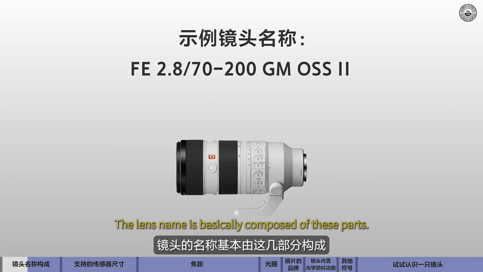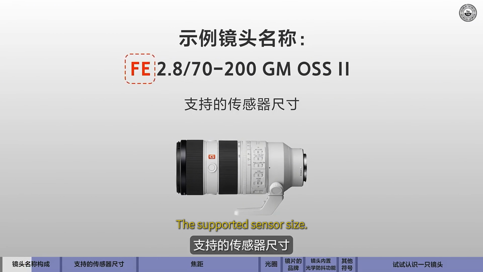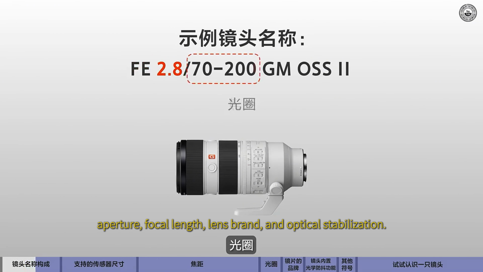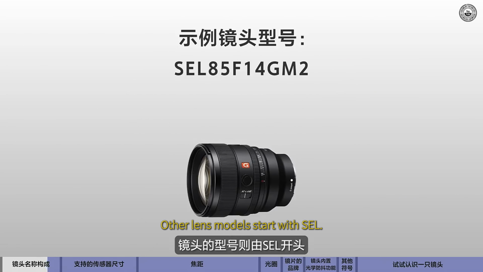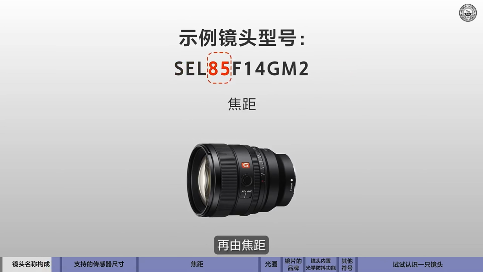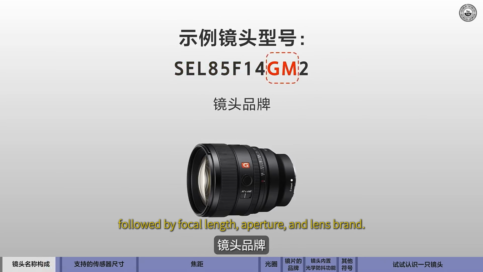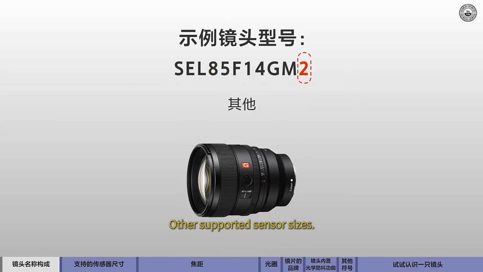The lens name is basically composed of these parts: the supported sensor size, aperture, focal length, lens brand, and optical stabilization. Other lens models start with SEL, followed by focal length, aperture, and lens brand. Other supported sensor sizes.